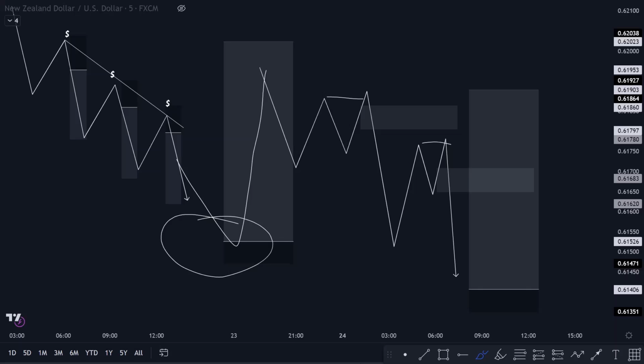It would not be in sync with other correlated pairs. So my advice is only execute on low resistance liquidity conditions. It's going to give you an edge in trading.